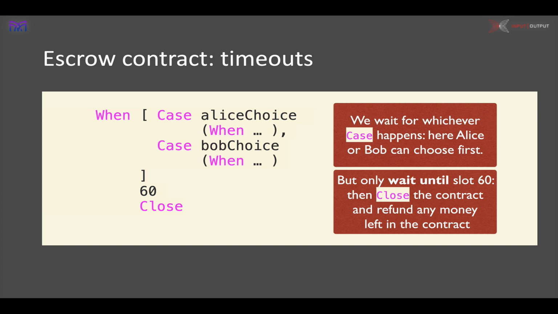And then what we say is what happens if none of those cases has occurred. If Alice hasn't made a choice and Bob hasn't made a choice, what do we do in that situation? We simply close the contract down and refund any money left. So this is where we ensure that the contract simply can't hang forever.